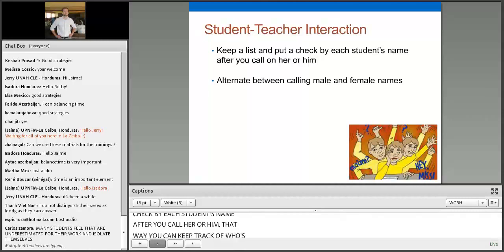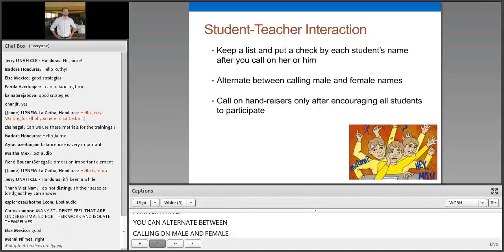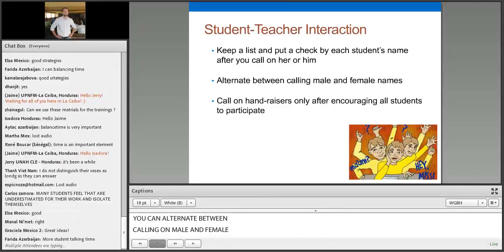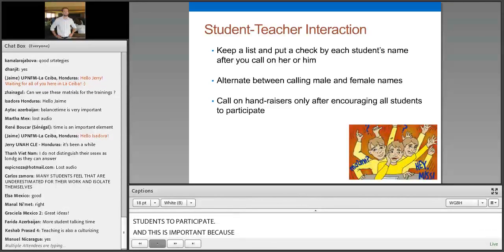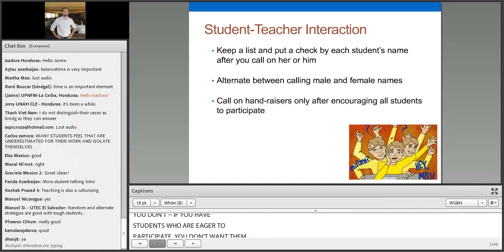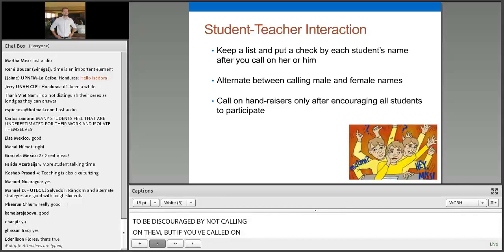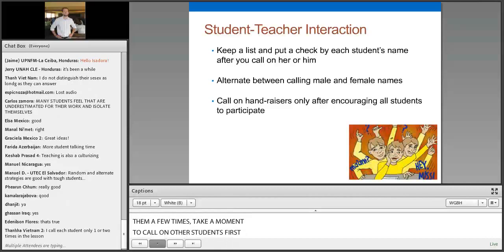You can alternate between calling on male and female names, or call on hand raisers only after encouraging all students to participate. And this is important because if you have students who are eager to participate, you don't want them to be discouraged by not calling on them, but if you've called on them a few times, then take a moment to call on other students first before always going to the students who raise their hand all the time. Okay.